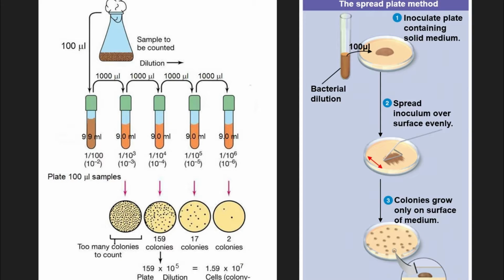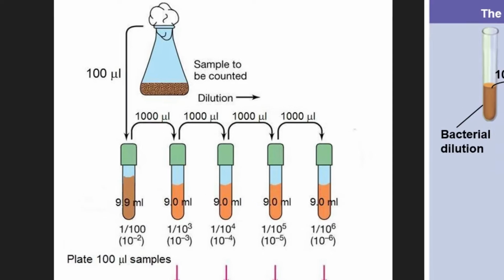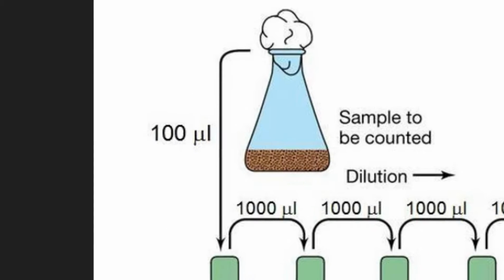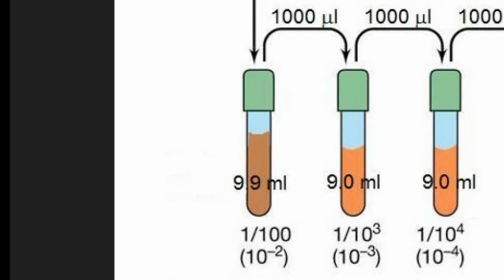And typically, this occurs by first withdrawing 100 microliters of sample from whatever culture is growing. And you take 100 microliters out because you don't want to take so much out of the sample that you cause a change to what's going on. So you want to take as small a sample as possible. So you take 100 microliters out and you place that 100 microliters into 9.9 milliliters of water.